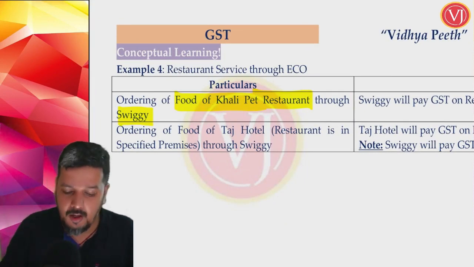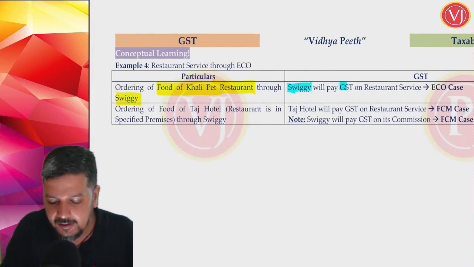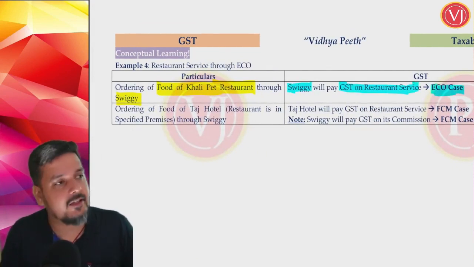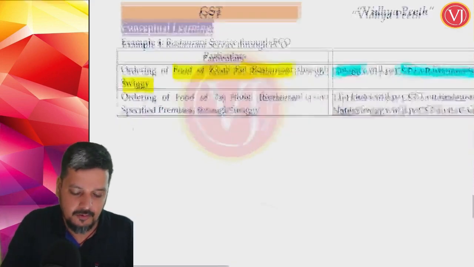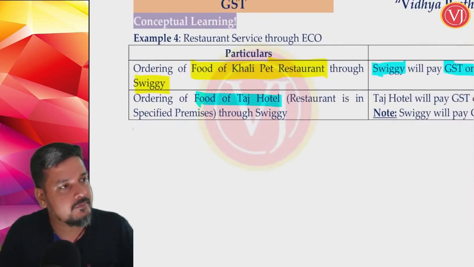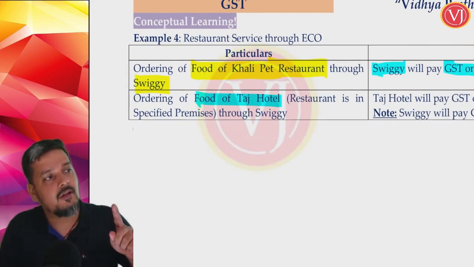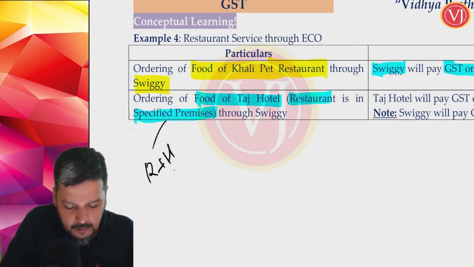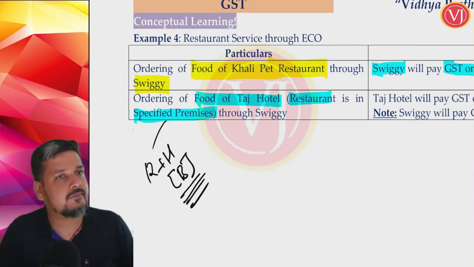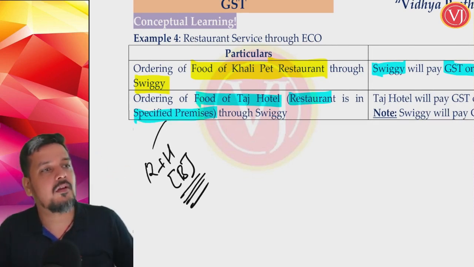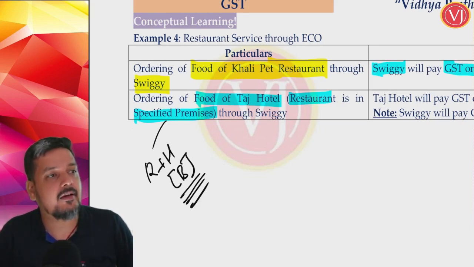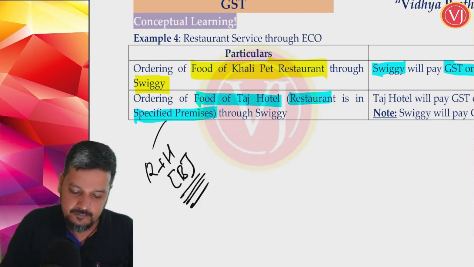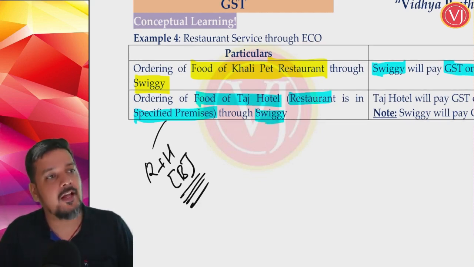Now, Swiggy will pay GST on what? Swiggy will pay GST on the entire restaurant service, not on commission. ECO category. But if I change the question, ordering food of Taj Hotel. Now it is restaurant with hotel, and that hotel is a big hotel, which means at least there is one room whose declared room tariff value is more than 7,500 rupees per day per room, per day per unit, which means per day per room. Then whether Swiggy will pay or Taj Hotel will pay itself.